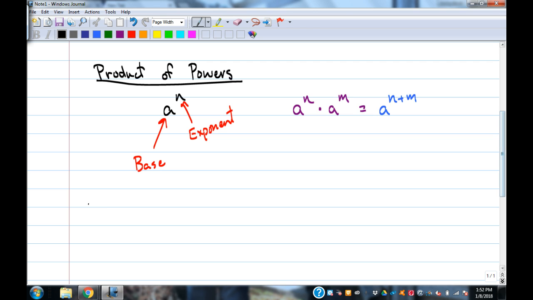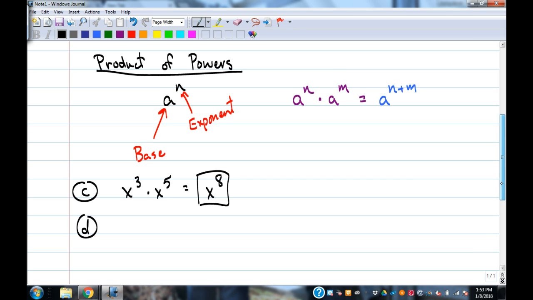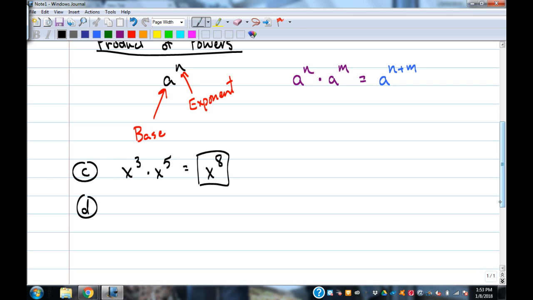Okay, so if you had something like this, x to the third times x to the fifth, real basic power problem. What's the base? x, and the new exponent would be x to the 8th. 5 plus 3 is 8. That's where that's coming from. Yes, if you're multiplying and bases are the same, you add.